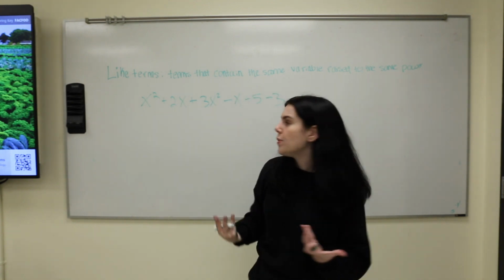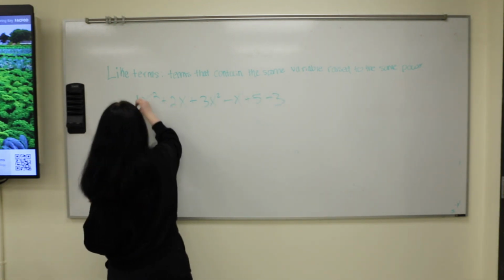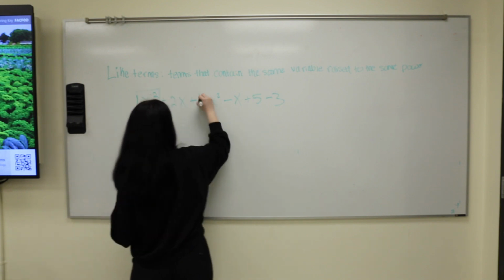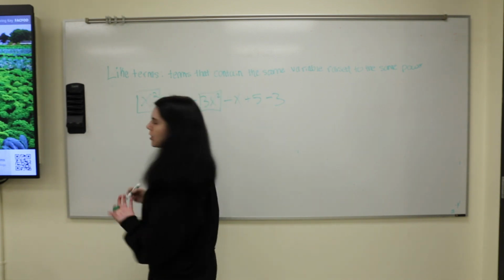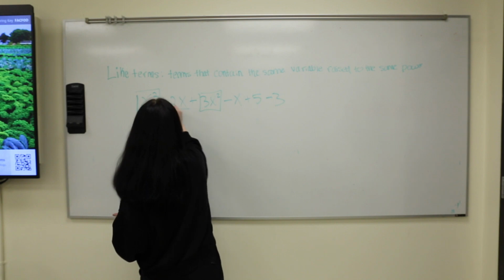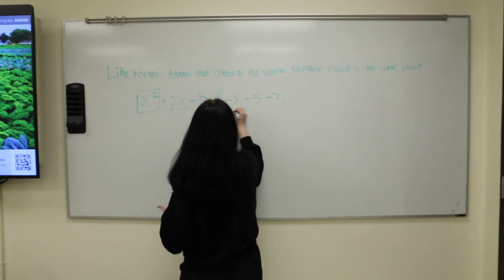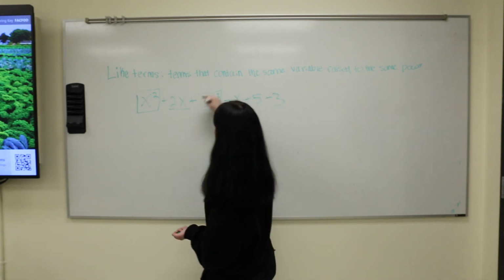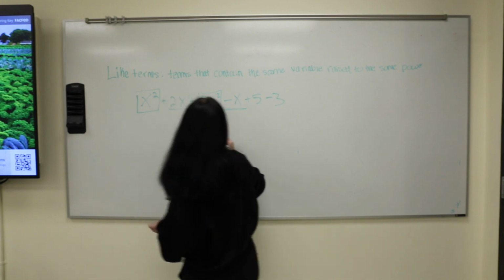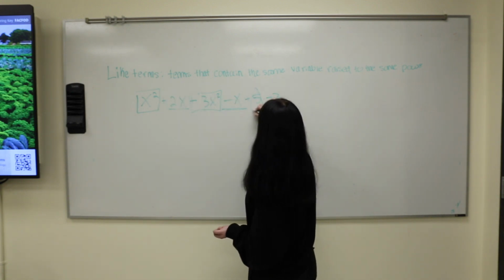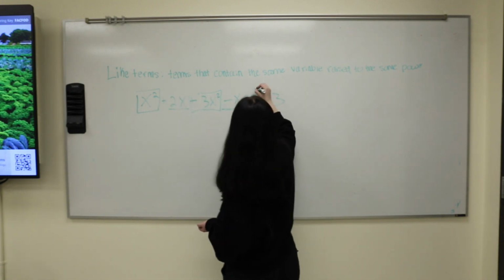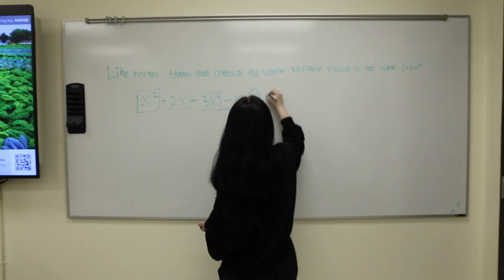So what I'm going to do is box all the terms that have x squared. I'm going to underline all the terms that have x. I'm going to make sure to include the sign in front of the term. And then I'm going to draw a triangle around all the constants.